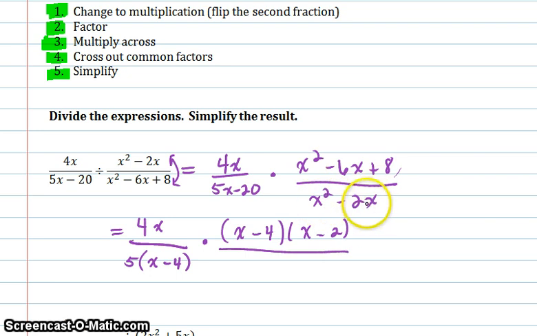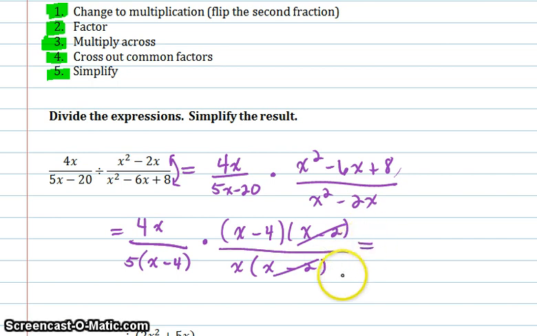And then on the bottom here, a factor of x squared and 2x. That's going to be x. Left over, we have x minus 2. Notice we can cancel these x minus 2's, or we can cancel those right away.